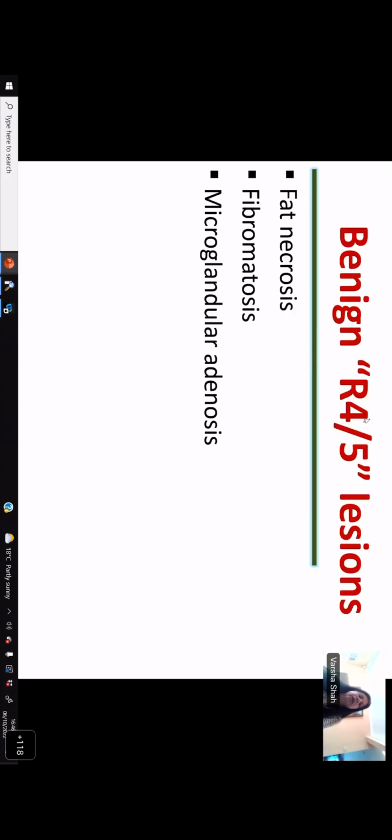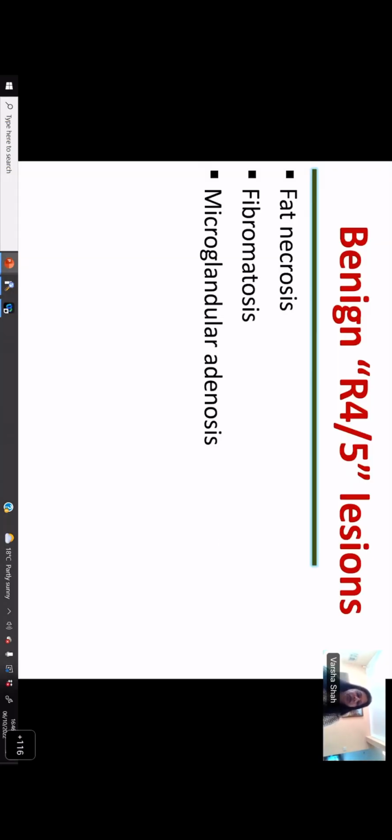So here again we have another R4 or R5 lesion, but we are giving it a benign diagnosis. But we do have an explanation for the benign diagnosis, right? Because it's a granular cell tumor. So which are the other R4, R5 lesions which may turn out to be benign on histology under the microscope? One of them is fat necrosis, which sometimes can mimic cancer. Fibromatosis can mimic cancer, and microglandular adenosis, for example. So all these lesions, there is an explanation for calling them benign.